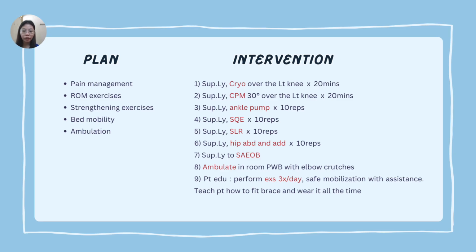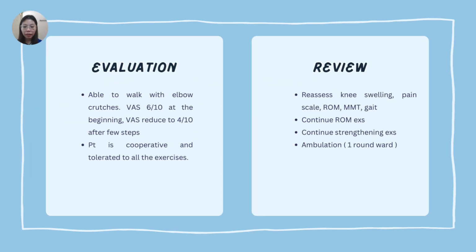For patient education, perform the prescribed exercise 3 times per day, safe mobilization with assistance, and we also teach patient how to fit the brace and wear it all the time. For the evaluation, patient is able to walk with elbow crutches, and the pain score is 6 out of 10 at the beginning, but then it reduced to 4 out of 10 after a few steps. Patient is cooperative and tolerated all the exercises.